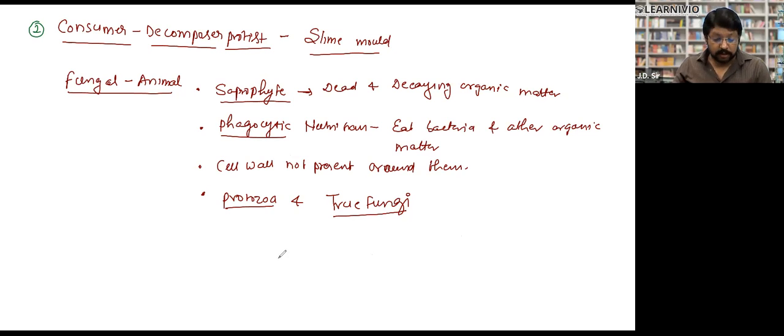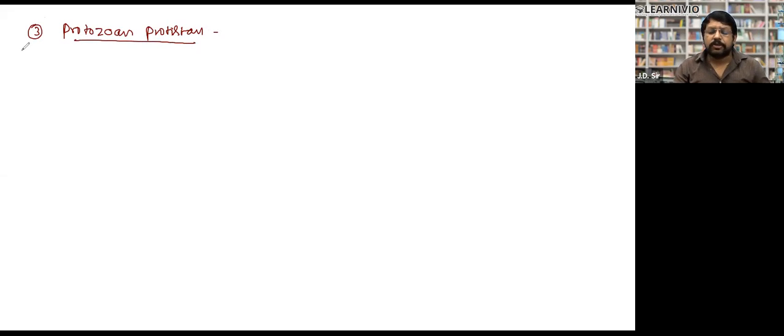I want you to write it down. So this was all about the saprophytic, consumer-decomposer slime molds. Next, what we are going to study, note it down. We have time. So next is protozoa, the third kind of Protista: protozoan Protista. They are the unicellular forms which have been taken out from the Animalia kingdom, so they have been kept in this subclass called protozoan Protista. Note it down.